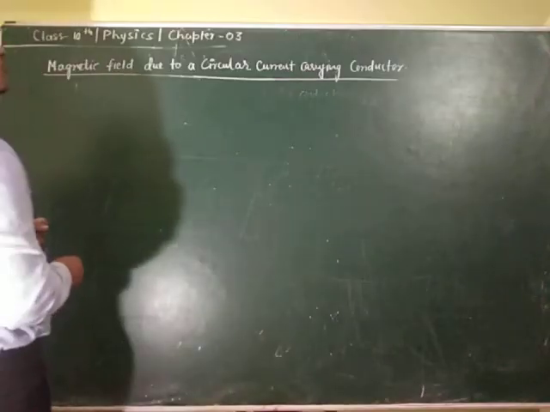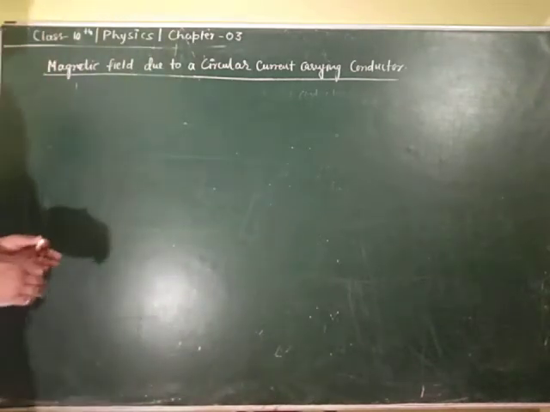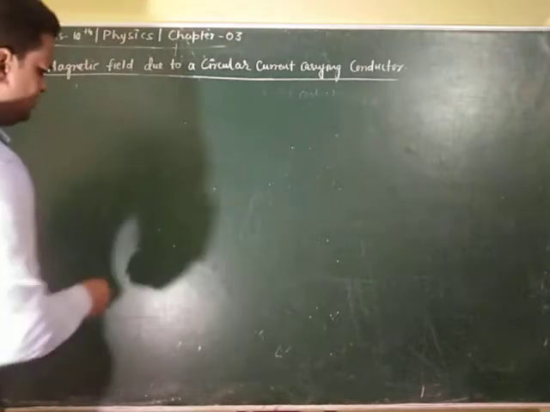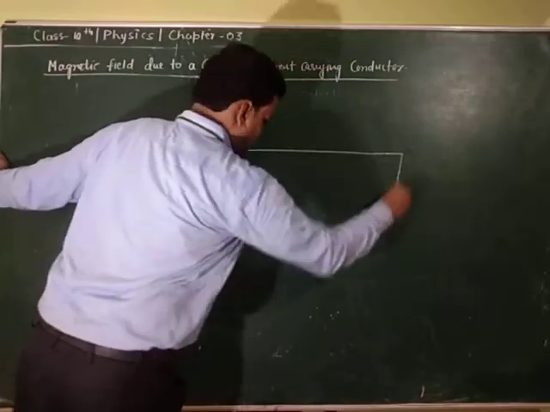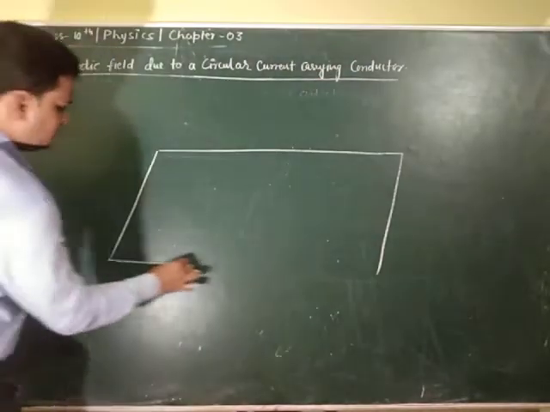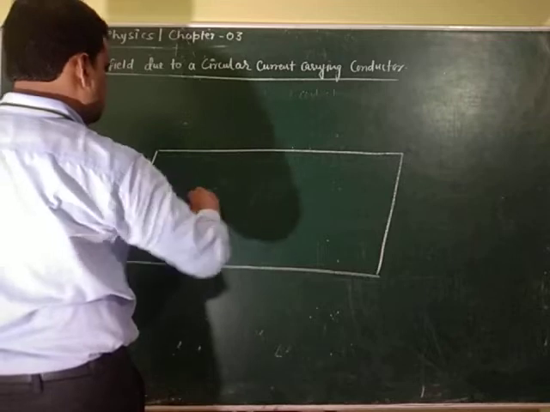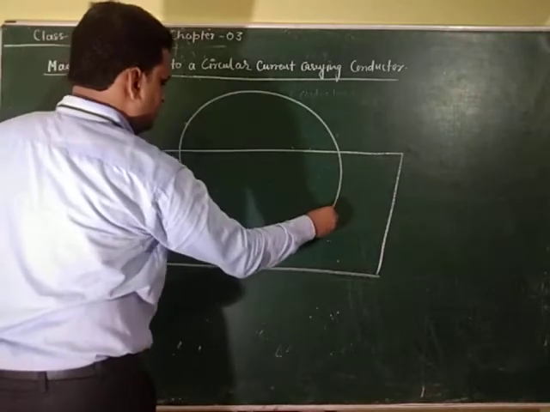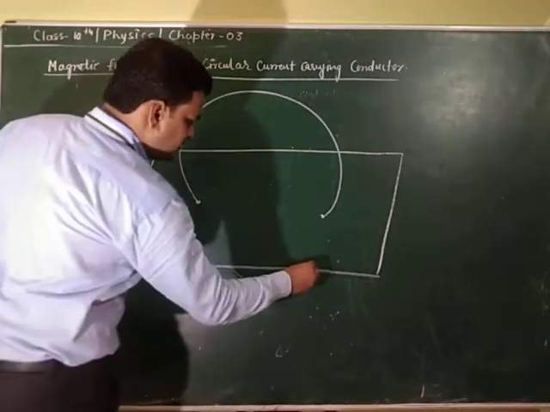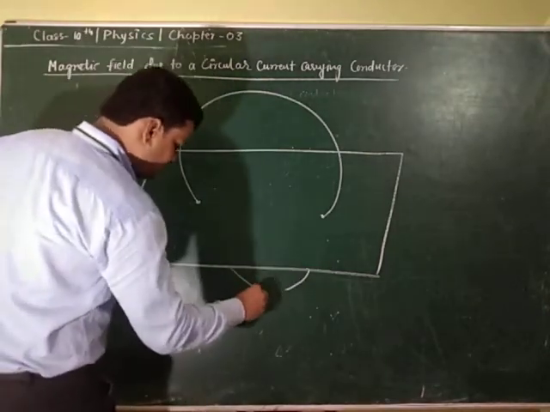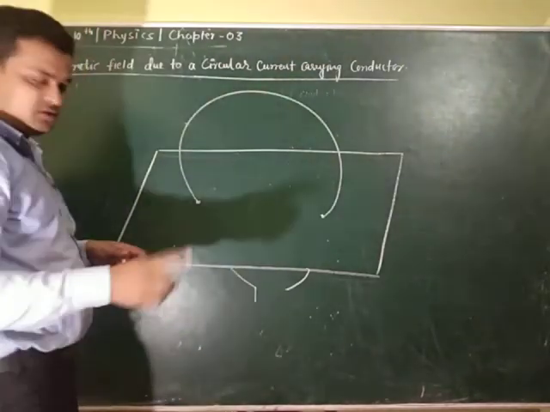Discuss the magnetic field due to a circular current carrying conductor. We just have to see what type of magnetic field it will represent. So for this, let us consider a cardboard here. This is a cardboard, and this is a circular loop. And this is the rest part of the circle. Although this is not looking like a circle, just imagine this.